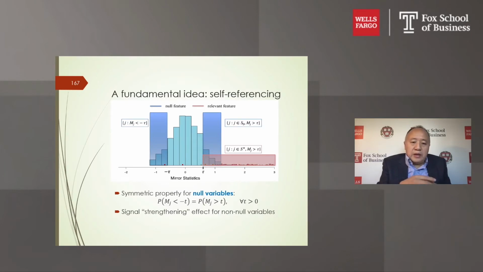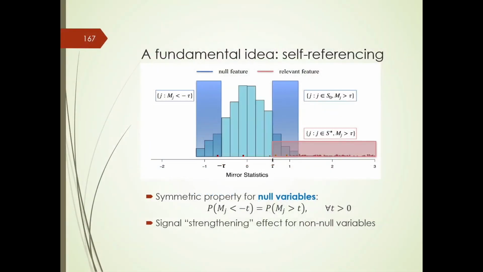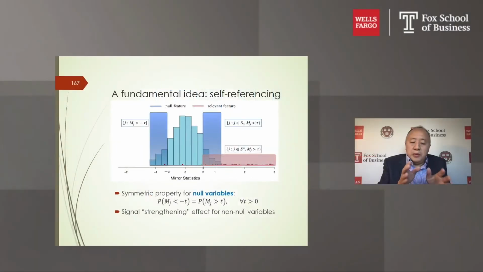So this is the fundamental of self-referencing. That is, if it's a null variable, you create this statistic based on either knockoff or data splitting, so that under the null hypothesis, this is symmetrically distributed around zero. So this is marginally symmetric. That's one thing, and we mostly utilize this. Another one, as I mentioned, is the sign independence. That one we cannot achieve anymore because of the correlations.